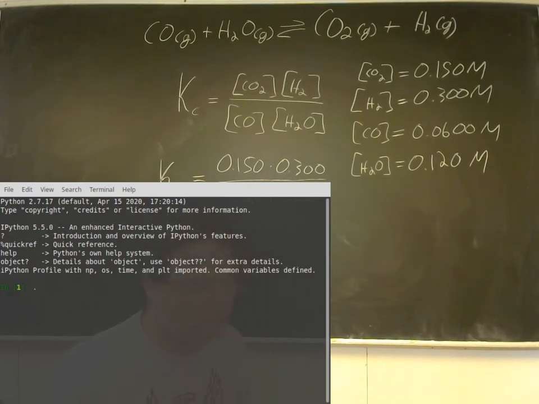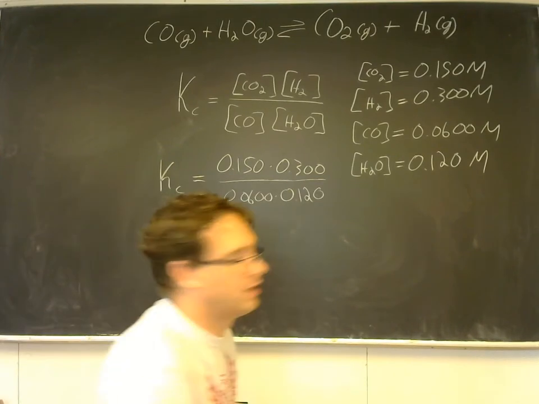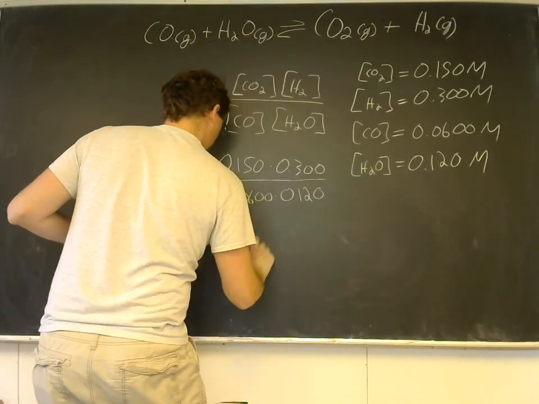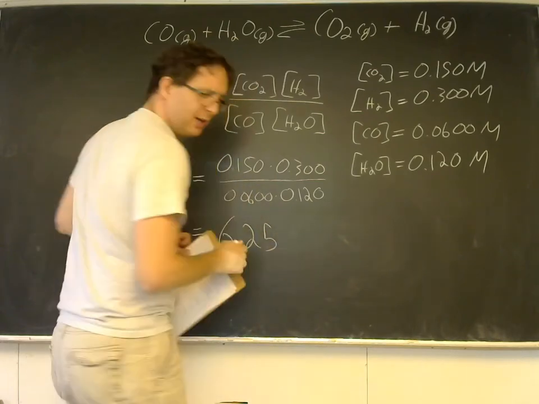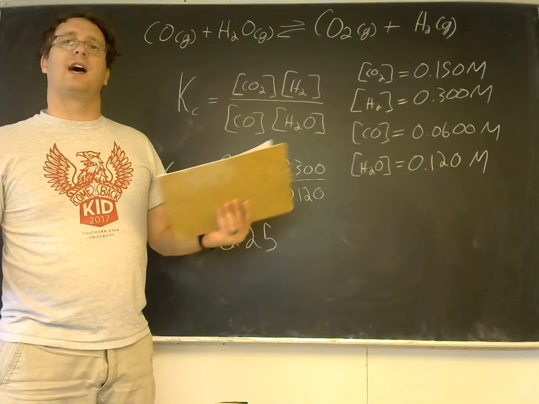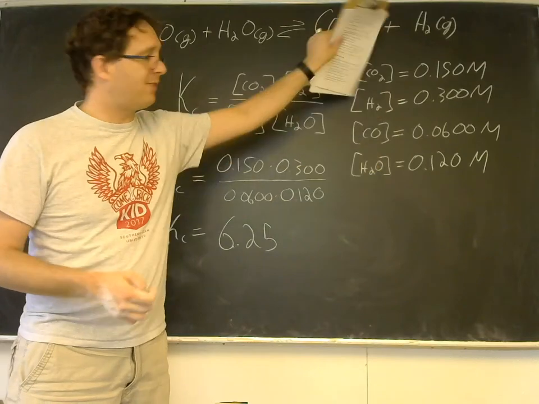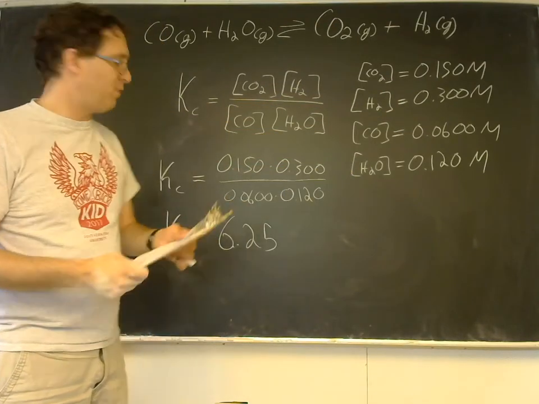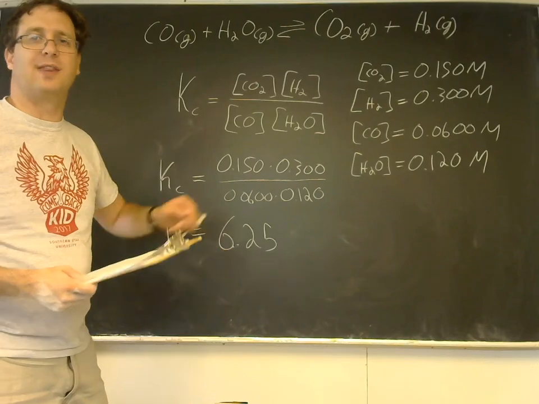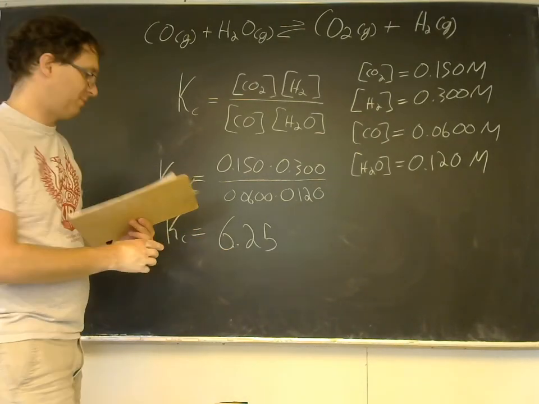So we've got 0.15 times 0.3 divided by 0.06 divided by 0.12, and our answer is that K is equal to 6.25. K is equal to 6.25. And we have the equilibrium constant. We could go ahead and use that to solve all sorts of problems moving forward that involve this reaction. Even if the conditions are different than this particular example, now we have Kc, and that can be a value that we use in all sorts of problems.